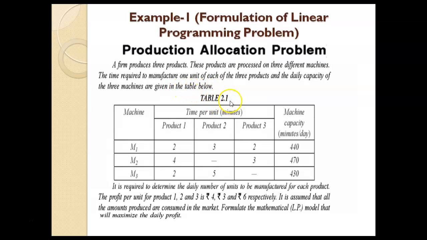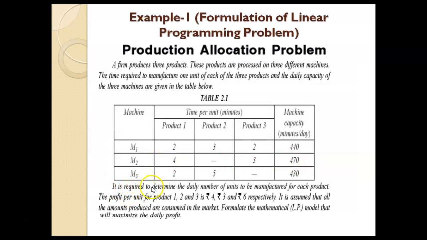So table 2.1 here, machines M1, M2 and M3, time per unit in minutes for product 1, product 2 and product 3 is given here in these columns. Machine capacity in minutes per day is given here. Okay, so we can see from the table.